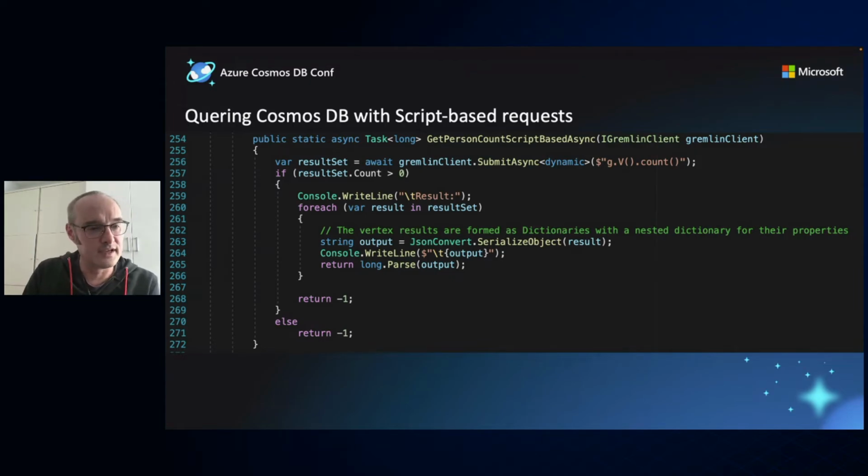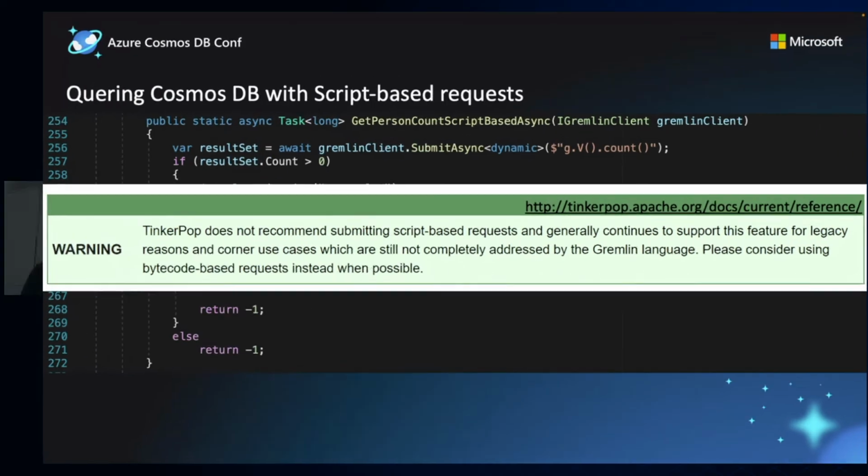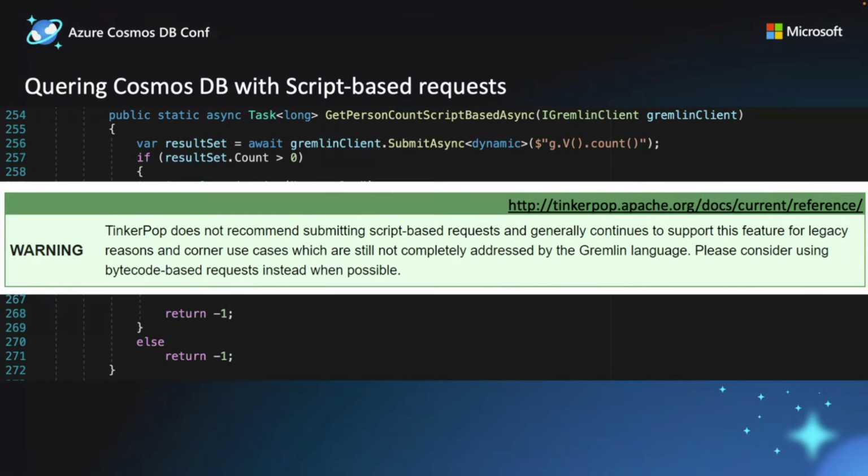That's the first thing. The second thing is the result is, as I mentioned, untyped. So I have to take care myself to deserialize or serialize it into the correct objects afterwards. And that is something I don't really want to have, and that the TinkerPop project as well does not recommend anymore. So these script-based requests are replaced now by the so-called bytecode-based approach.